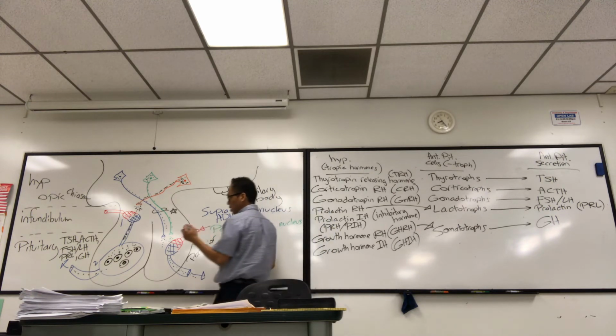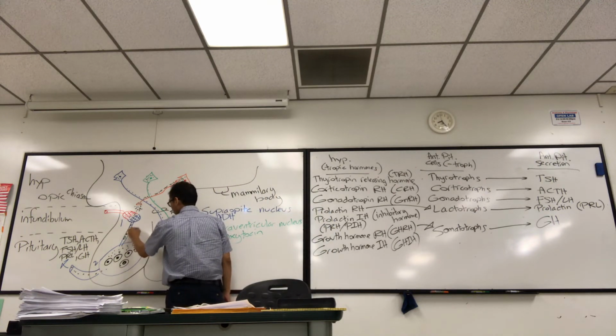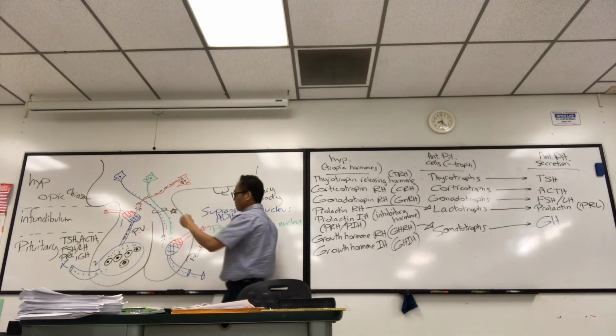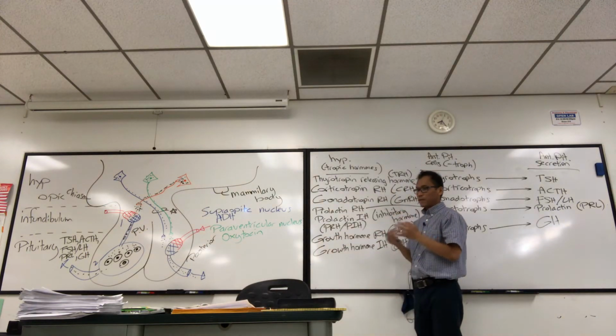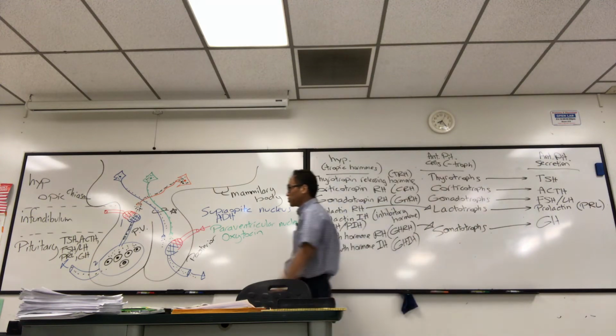Okay, so I'm going to put a last thing here before I pull the vein. I'm going to put a PV next to that vessel. What does that stand for? Portal vein. There could be more than one of them, but I just drew one.